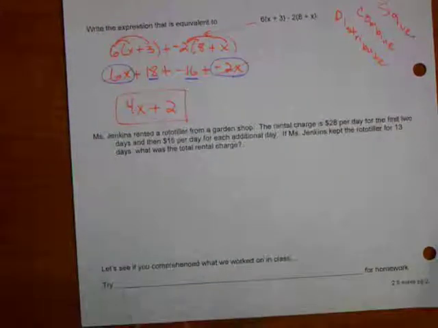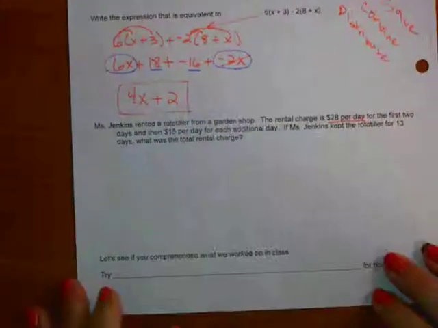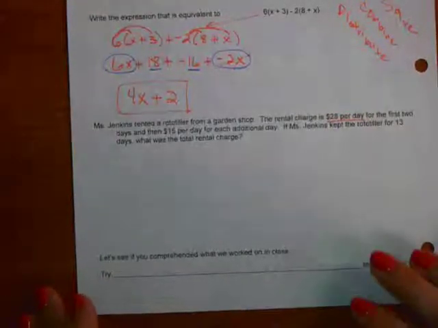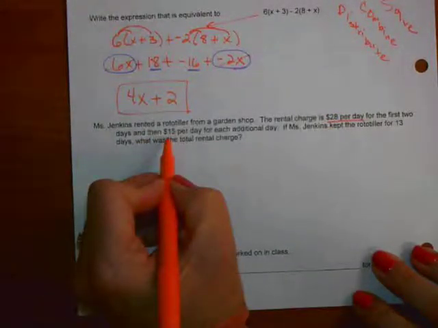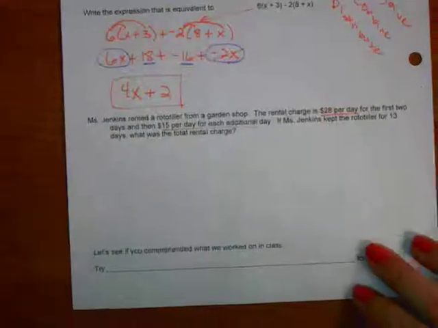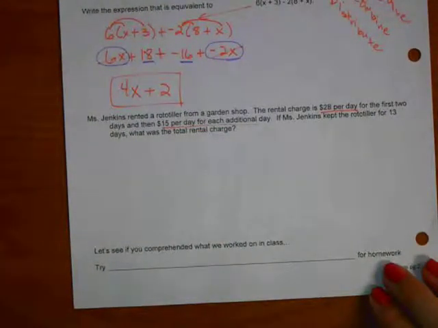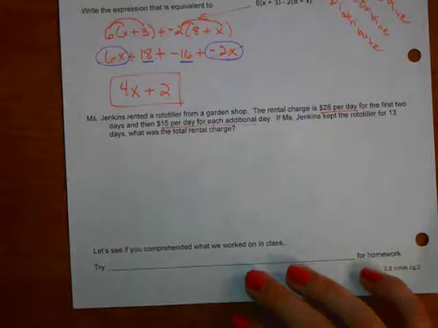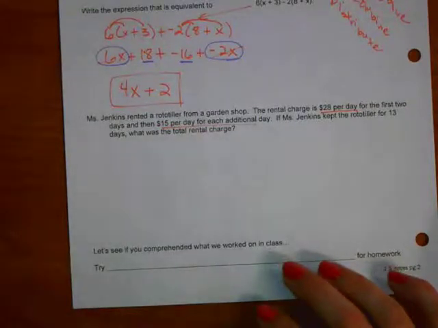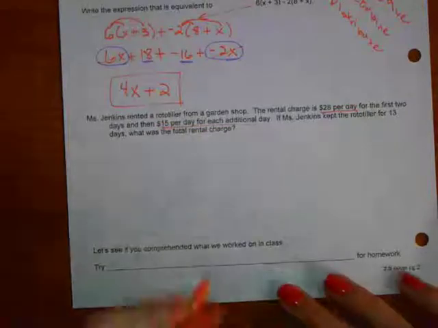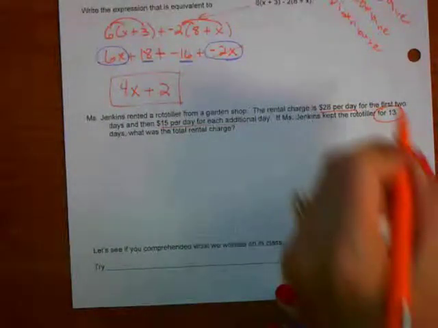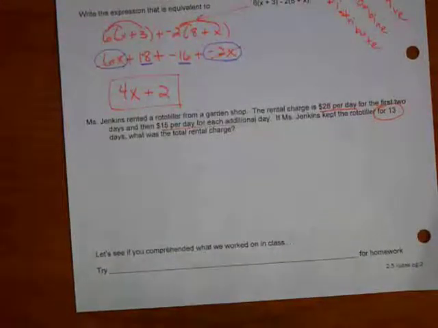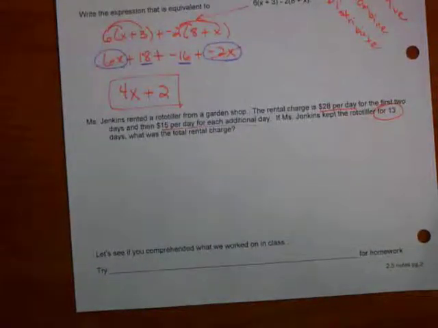Miss Jenkins rented a rototiller from a garden shop. The rental charge is $28 per day for the first 2 days, and then $15 per day for each additional day. If Miss Jenkins kept the rototiller for 13 days, what was the total rental charge? What do you think? How do I start this? How many days did she keep it total? 13 days, right?